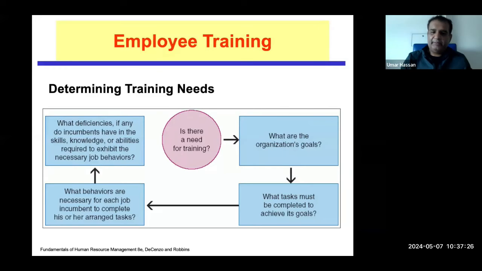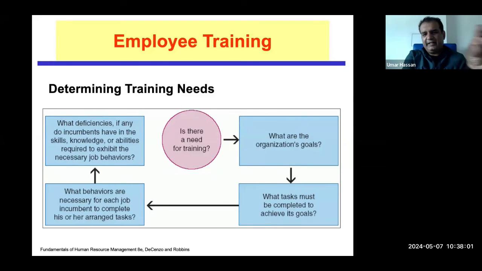In this context, if the HR department wants to initiate a training program, firstly, it needs to understand what the organizational goals are. Then, what tasks must be completed to achieve those goals. Then, what behaviors and soft skills are necessary for each job incumbent to complete his or her assigned tasks. What deficiencies, if any, do incumbents have in the skills, knowledge, or abilities required to exhibit the necessary job behaviors? Very interesting.